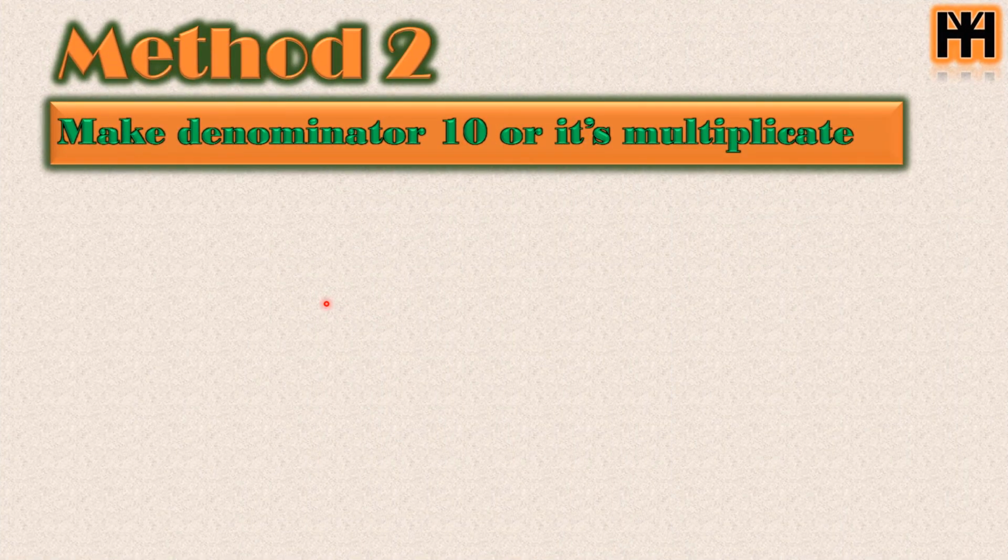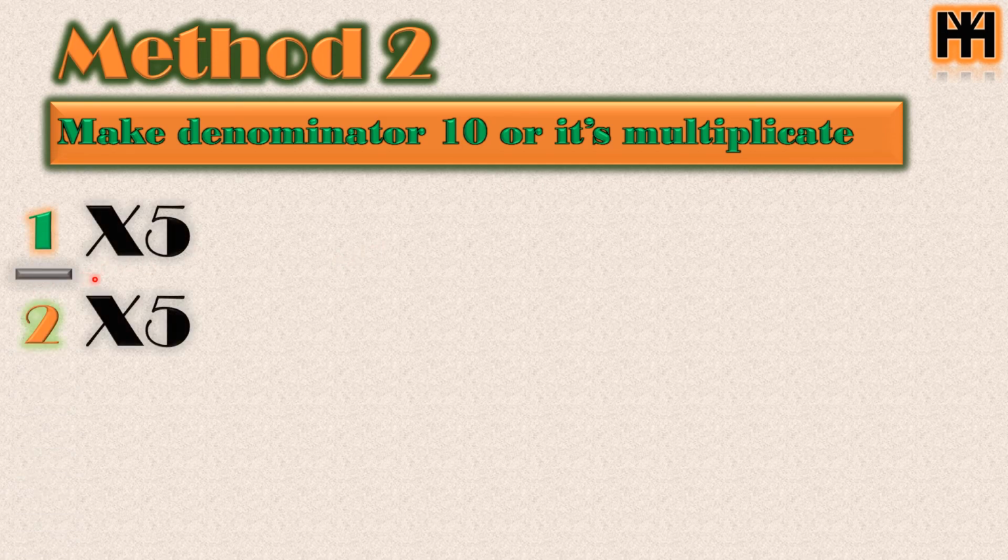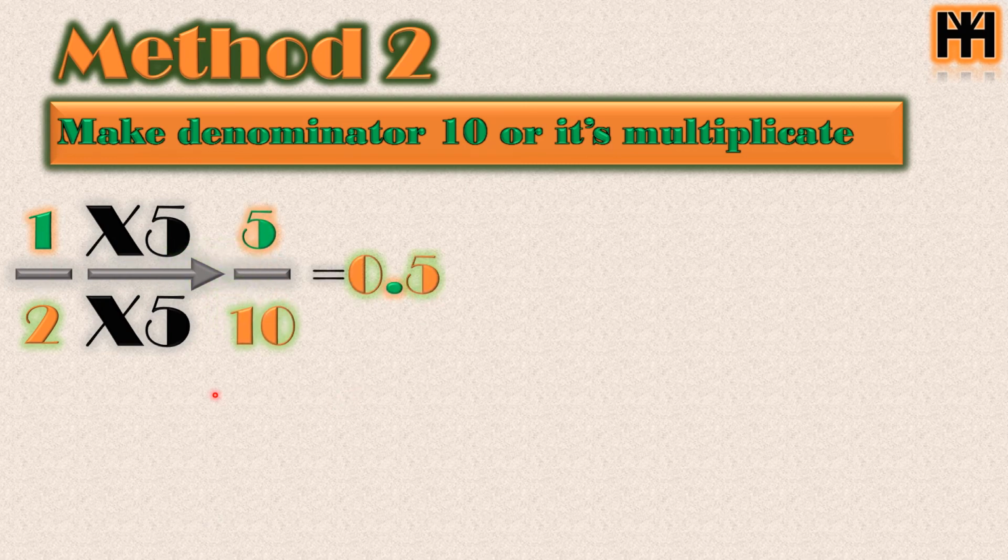Okay, now it's time for method 2. Make the denominator 10 or a multiple of it. Let's say here we have 1 divided by 2, so we have to multiply them both by 5 to make these 2 into 10. So 1 divided by 2 is 5 over 10, or 5 divided by 10, so it's 0.5.